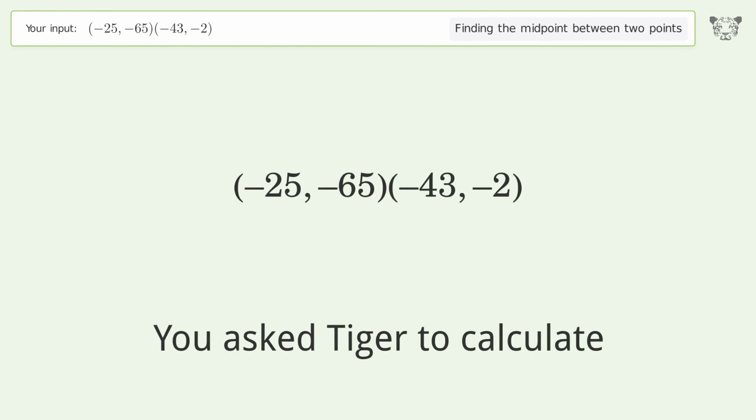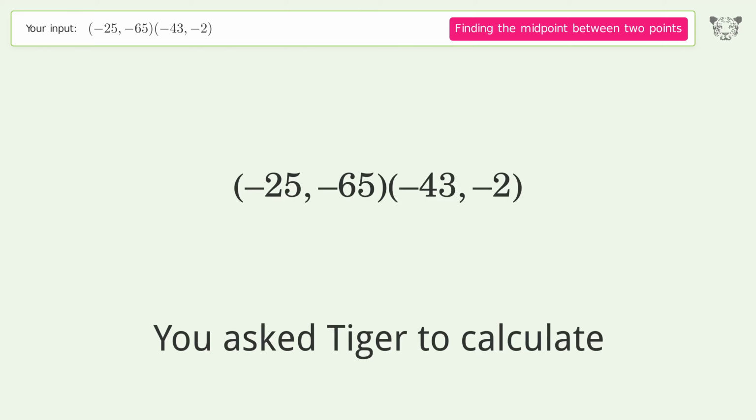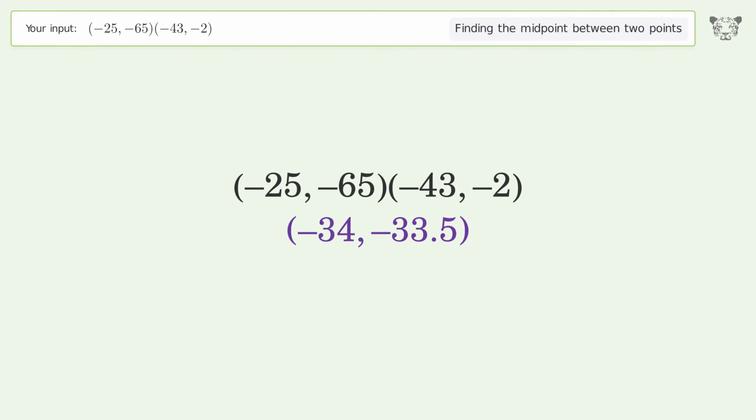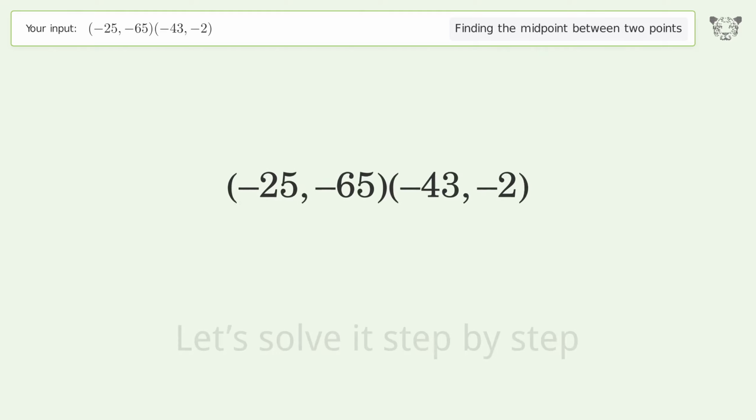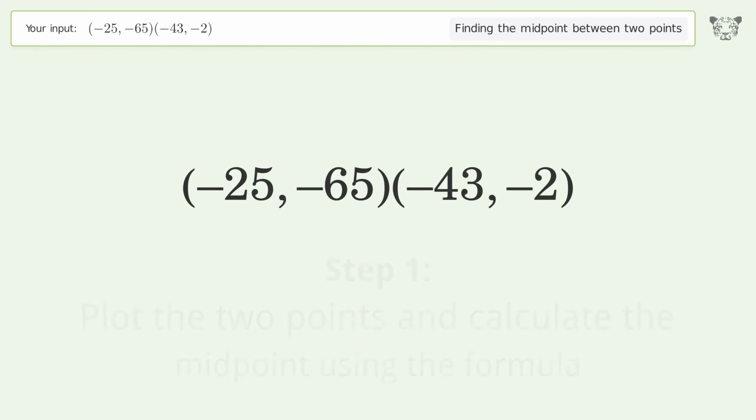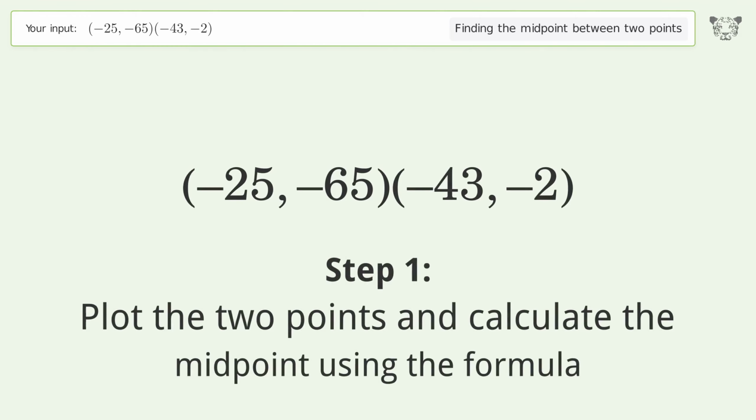You ask Tiger to calculate. This deals with finding the midpoint between 2 points. The midpoint between the 2 points is -34, -33.5. Let's solve it step by step. Plot the 2 points and calculate the midpoint using the formula.